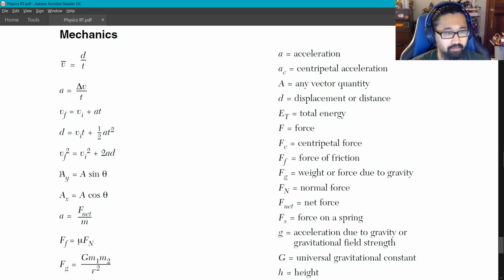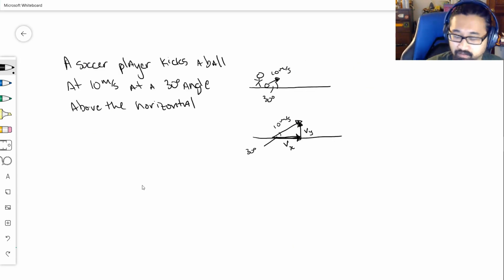If I want to find the velocity in the y direction, I need to take the velocity and multiply it by the sine of my angle. I do the same thing for x. I would just have to multiply by the cosine of my angle. That means the velocity in the y direction equals, for my example, 10 meters per second times the sine of 30 degrees. And if I do that, I would get 5 meters per second.